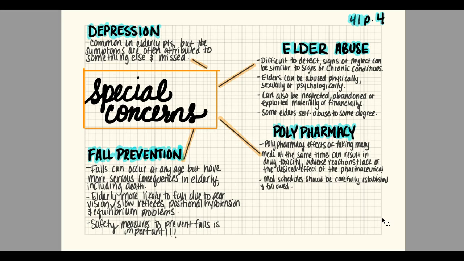Elders can be abused physically, sexually, or psychologically, and unfortunately, if you Google news articles, you will see that this happens far more frequently than you would think. It's so sad. The elderly population can also be neglected, abandoned, or exploited materially or financially. And that happens probably far more often than you would think also. So elderly populations are exploited for their personal belongings or for money all the time.